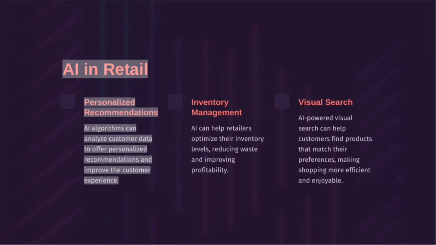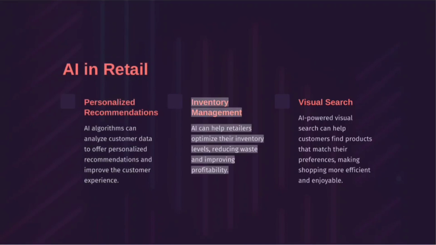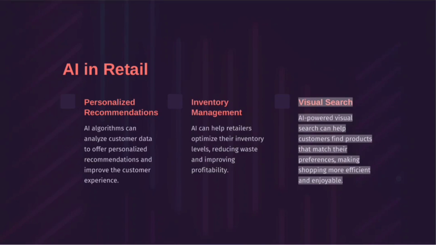AI in retail. Personalized recommendations. AI algorithms can analyze customer data to offer personalized recommendations and improve the customer experience. Inventory management. AI can help retailers optimize their inventory levels, reducing waste and improving profitability. Visual search. AI-powered visual search can help customers find products that match their preferences, making shopping more efficient and enjoyable.